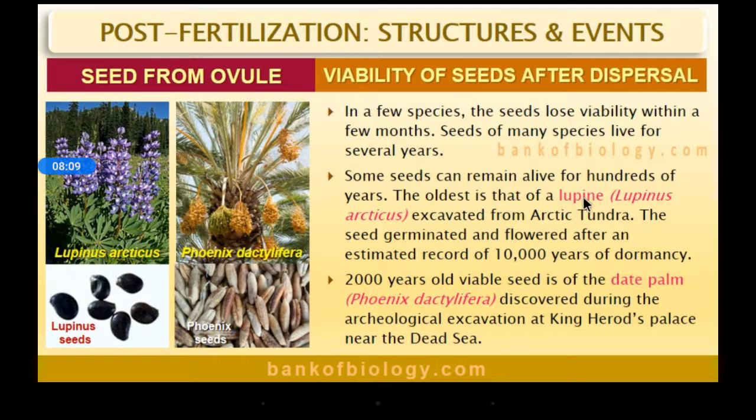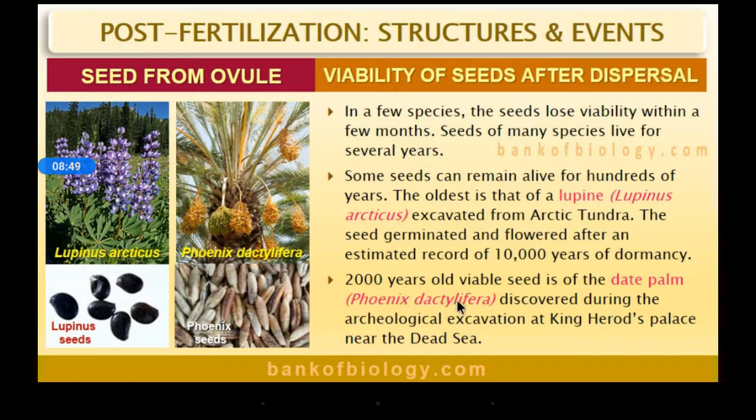The oldest is that of lupine, Lupinus arcticus. Here you can see Lupinus arcticus seeds, excavated from the Arctic tundra. The seed germinated and flowered after an estimated record of 10,000 years of dormancy. It's a great thing that after 10,000 years of dormancy, an inactive stage, it is able to give rise to a new plant. Yes, so these are some of the examples, exception cases, which you need to keep in your mind.